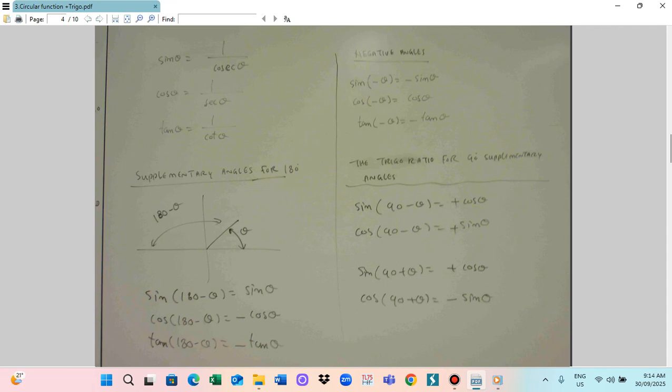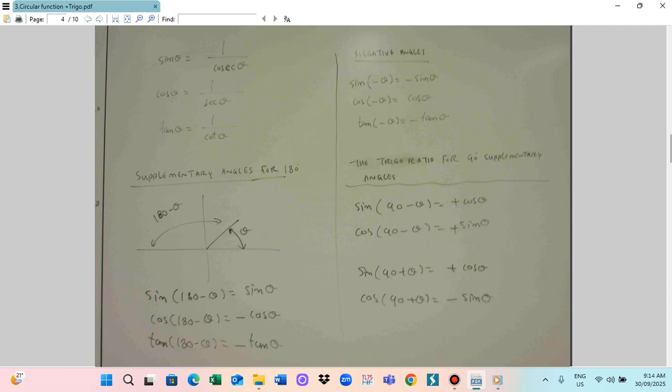90 minus theta means the angle is greater than 0 but less than 90, so all angles are positive. All angles being positive means sine and cos are also positive. So sine(90 minus theta) is cos theta, and cos(90 minus theta) is sine theta. So all are positive.